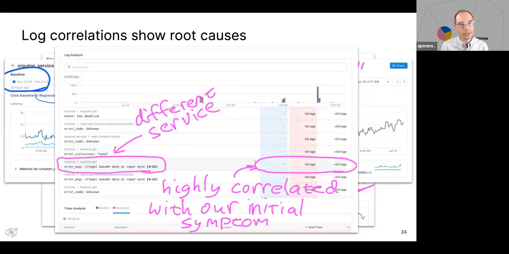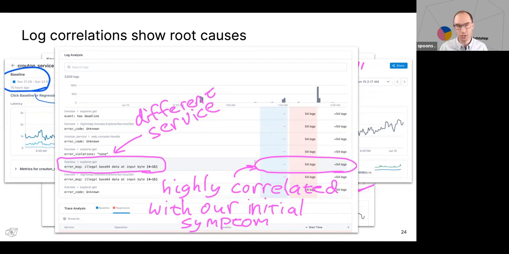What the tracing tool, Lightstep in this case, is able to show is not just that there are logs that matter, but logs actually in a different service. Remember I said that the errors were first visible in a service called Crouton, but what the tool is showing us here are logs from a service called LiveView, which is deeper down in the stack. This particular log message, which is talking about some bad base64 encoding, never occurred in the baseline set, but occurred 54 times in the regression set. That's a pretty strong signal that this might have something to do with those errors.